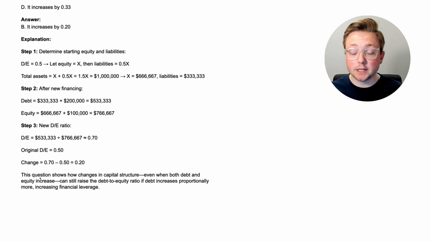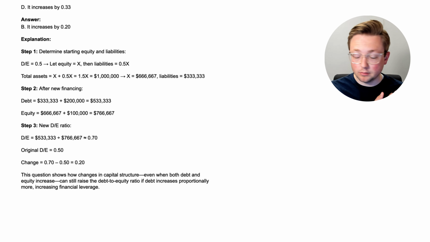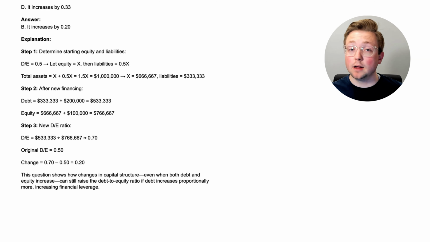This question shows how changes in capital structure, as in when debt and equity both increase, you can still have the debt to equity ratio go up if debt increases proportionally more, increasing financial leverage. And it did increase proportionally more because there was less debt to begin with, and it had a bigger jump of $200,000. So that meant that the debt to equity ratio went up, even though both equity and debt went up. So that one was a pretty simple question when you just think about calculating debt to equity ratio, which is a pretty simple calculation. So with that, let's go to the next question.